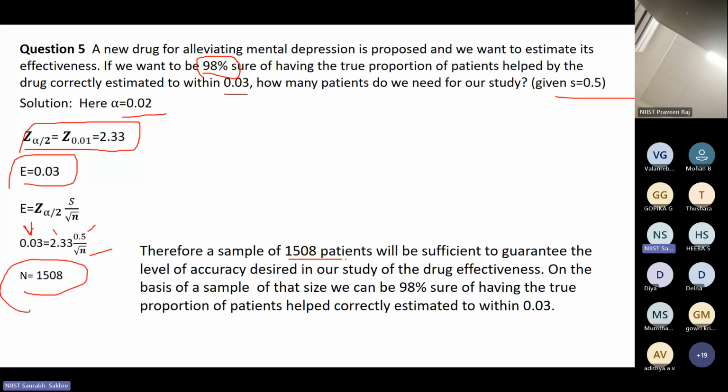Therefore, a sample of 1508 patients will be sufficient to guarantee the level of accuracy desired in our study of the drug effectiveness. On the basis of a sample of that size, we can be 98% sure of having the true proportion of patients correctly estimated to within 0.03. 0.03 does not have any unit but is a particular measure of them. Okay. So I hope this is clear to you.